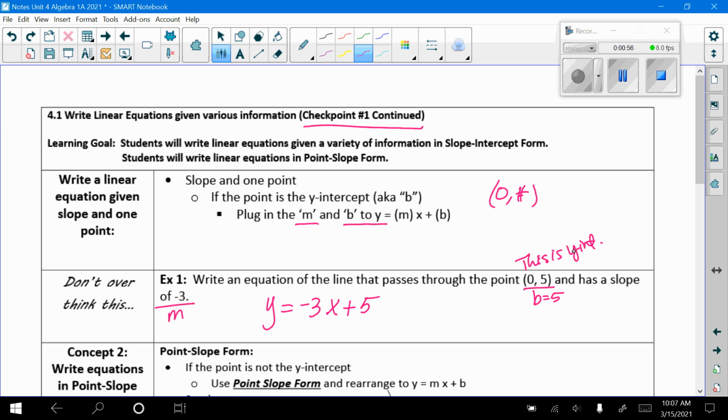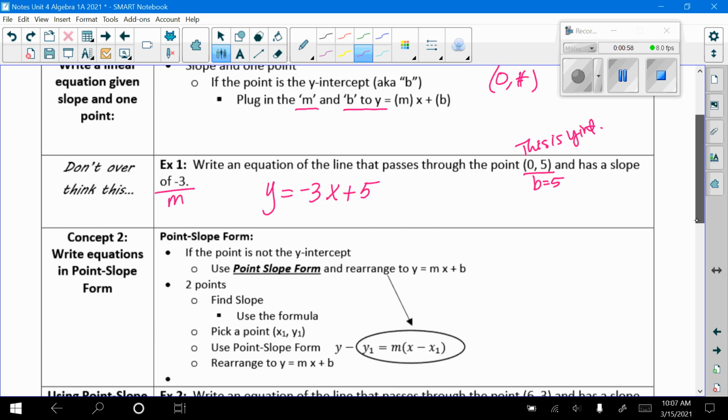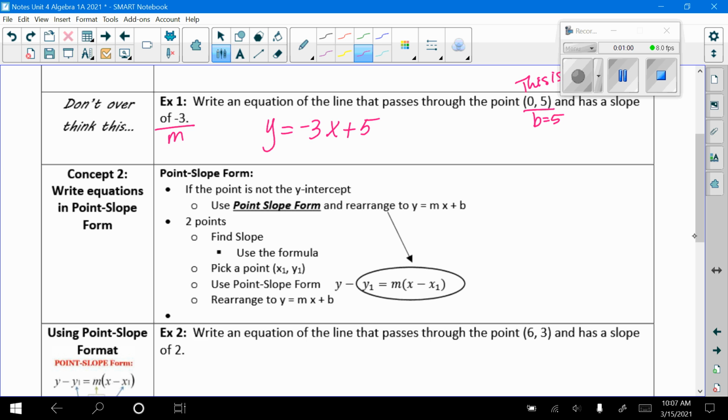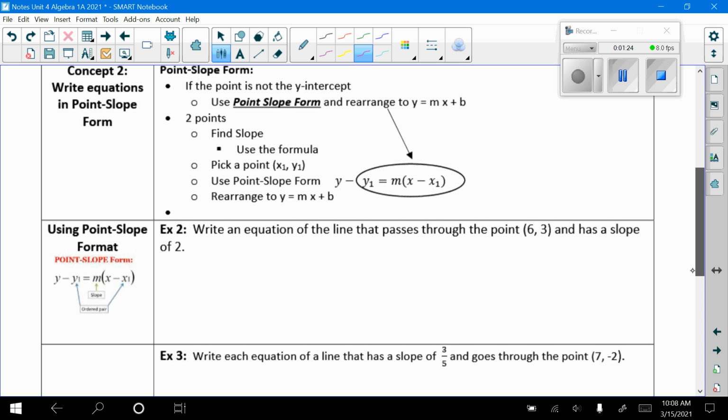So always check to see if it's a y-intercept. If it is, make it simple. If not, you can do point-slope form. So point-slope form, if it's not the y-intercept, we're going to plug it into point-slope form. That's this whole piece right here. And I know I only have this part fixed because we can always rearrange this to y equals mx plus b. But right now, we're just going to worry about getting it into point-slope form. So first thing I want you to do is just find the information and plug it into that formula.